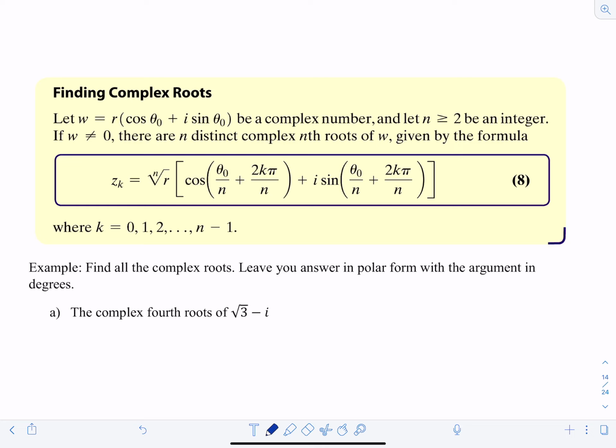So z sub k is the nth root of r times cosine of theta naught divided by n plus 2k pi divided by n, however many roots you're finding. So notice here, you take the nth root of r, you divide theta and 2 pi k by that n, and then k will start at 0 up until n minus 1. So it's going to give you all n roots. Okay, so you can have any complex number and say, I want to find its 10th roots. You can find all 10 of them.